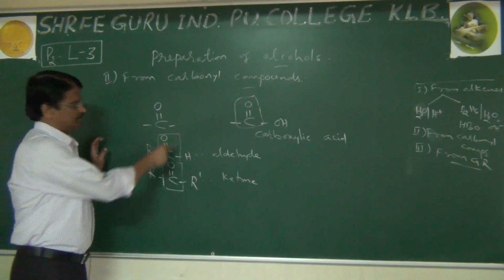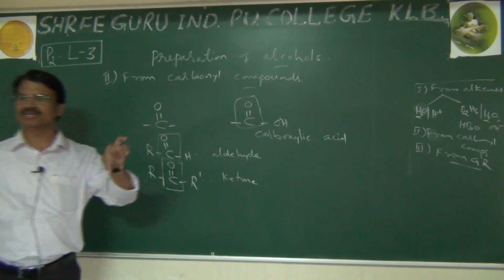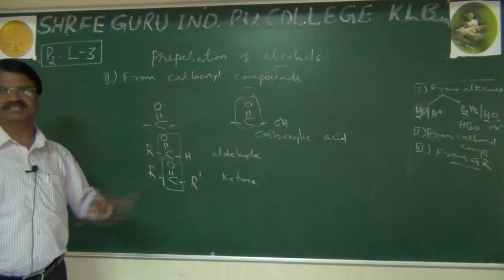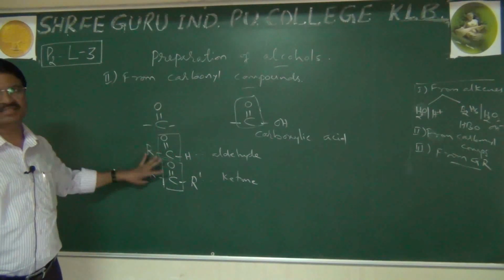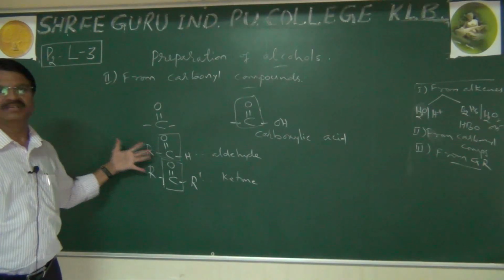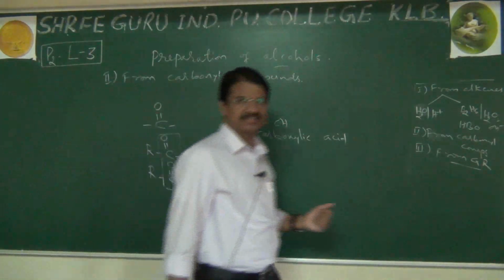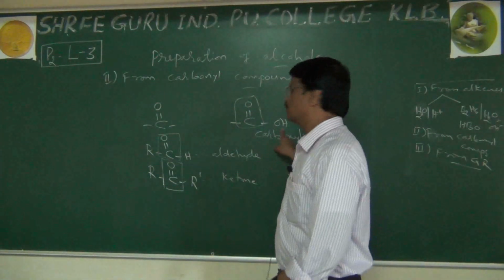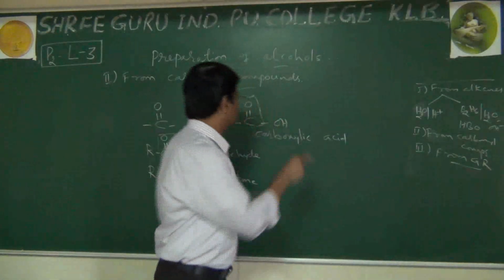Now we can convert a carbonyl group into an alcoholic group by suitable reagents. Carbonyl compounds are aldehydes, ketones, and carboxylic acids, but mainly we consider aldehydes and ketones as carbonyl compounds. In a carboxylic acid, the carbonyl group is directly attached to a hydroxyl group, but it is not said to be an alcohol. It is not an alcoholic group.